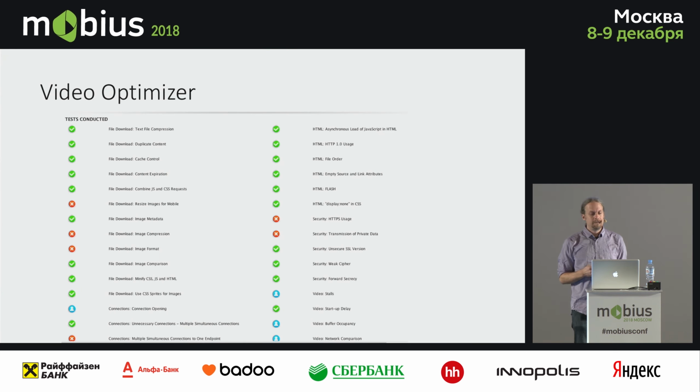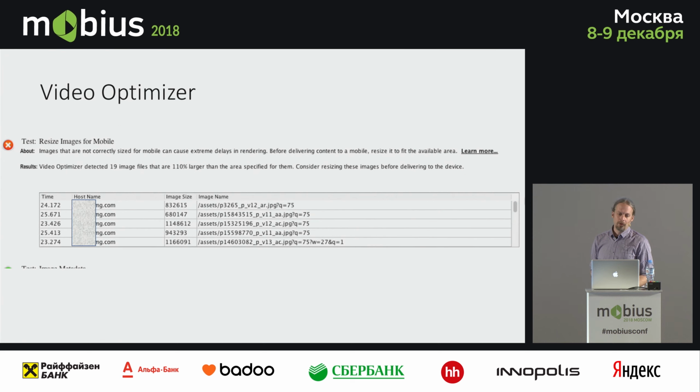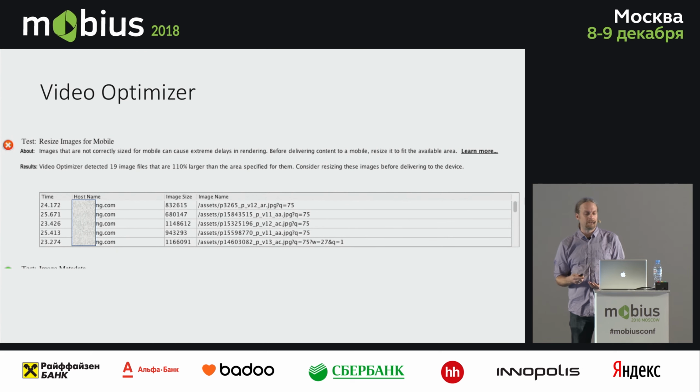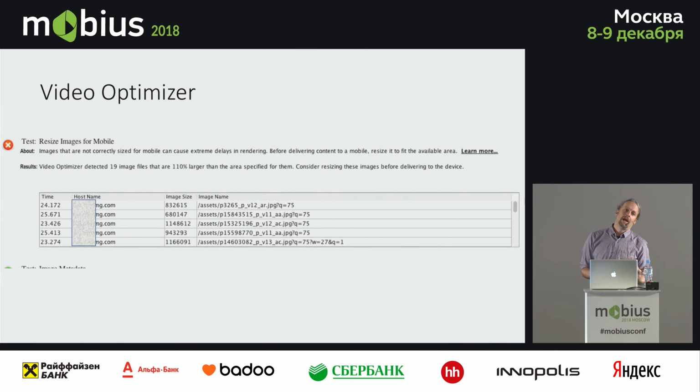So we can see what's happening and how to fix it. Video Optimizer goes a step further in that it actually grades the content that's being downloaded against 40 best practices. A green check mark means you're doing a good job. A red X means we'll show you how to fix that. For example, here's a failure on resizing images for mobile. You can see there are a bunch of images that are like 800 kilobytes, 1.1 megabytes. They're just huge, and that's obviously going to take a long time to download. If it takes a long time to download, it makes your app slow, right?